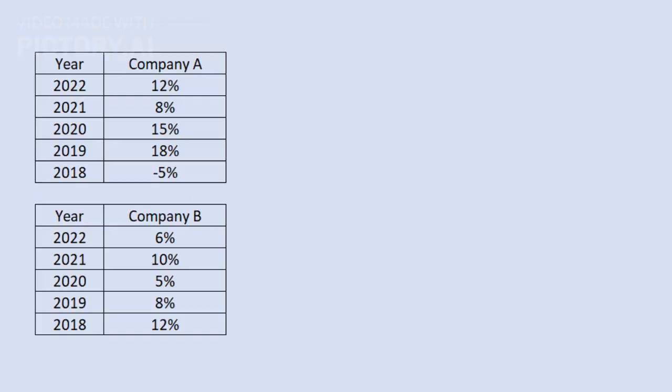Let us take an example of companies A and B, and this is imaginary data about their annual return over the last 5 years. We will compute the standard deviation for both data sets. And then we will conclude which company has higher risk and which company has lower risk associated with investments.